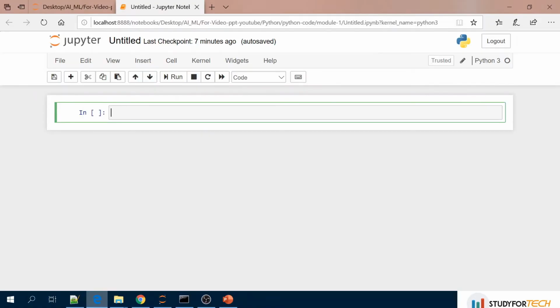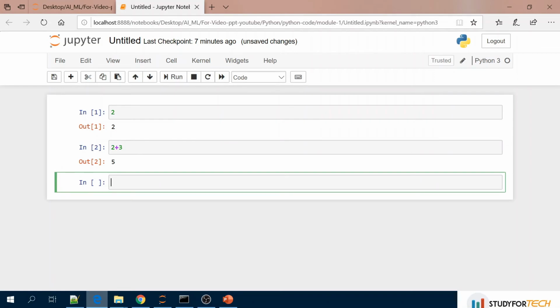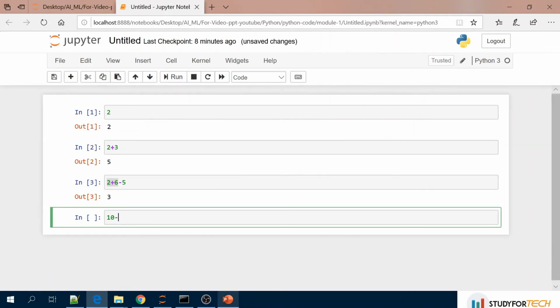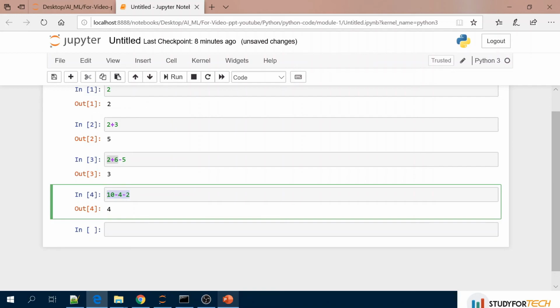Let's see one example here. If I am giving, let's suppose, 2, what is the output for this? 2. This is the lone operand for this. If I am giving 2 plus 3, then 3 plus 2 plus 3 is 5. It's nothing but 10 minus 4 minus 2. So if you see here, this is 4. If you start from this side, what would be the output? 4 minus 2, 2, and then 10 minus 2, 8. So it is starting from left to right. If you want to override the associativity, then you can put the parentheses over there.